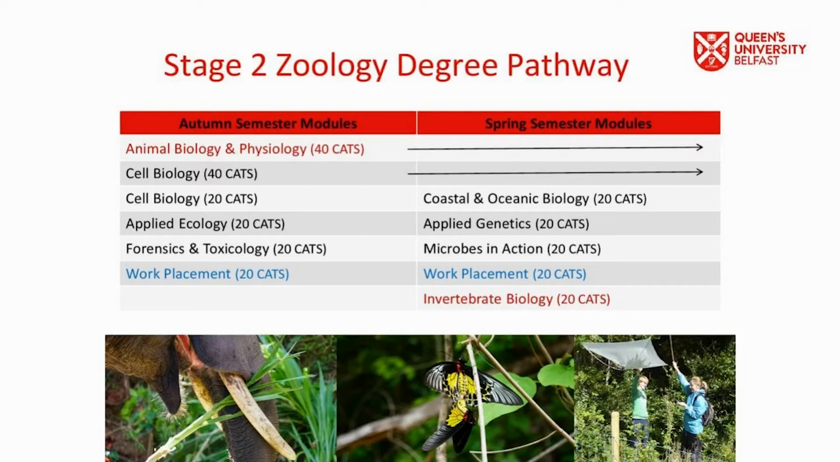Now for each semester, both autumn and spring, you will complete 60 CAT points worth of modules. So for example, in the autumn semester, you will complete the 20 CATs of the 40-CAT animal biology and physiology and choose 40 CATs from the remaining list of modules. For example, you may choose applied ecology and forensics and toxicology to make up your 60 CATs.